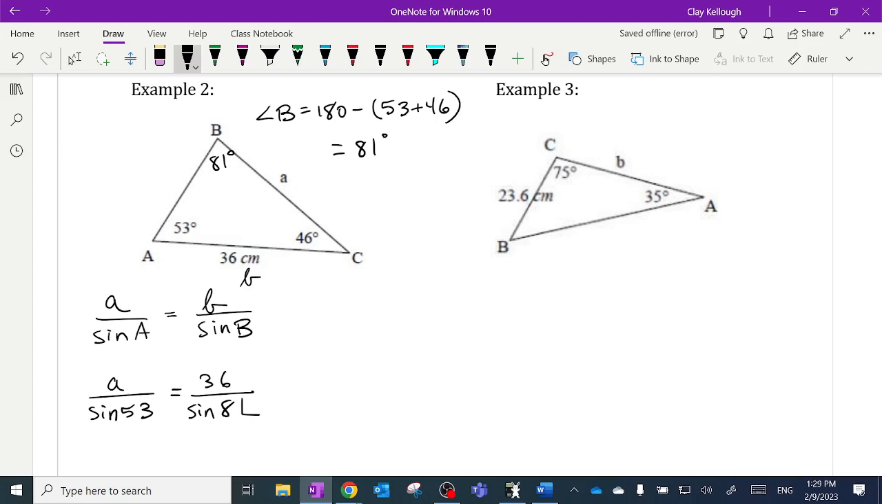Oh, and that's supposed to say 1, not L. There we go.